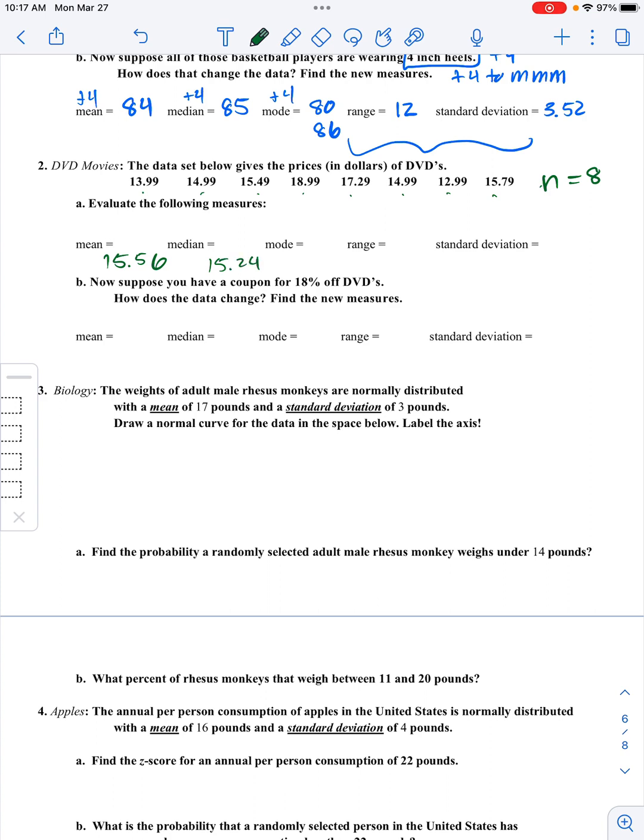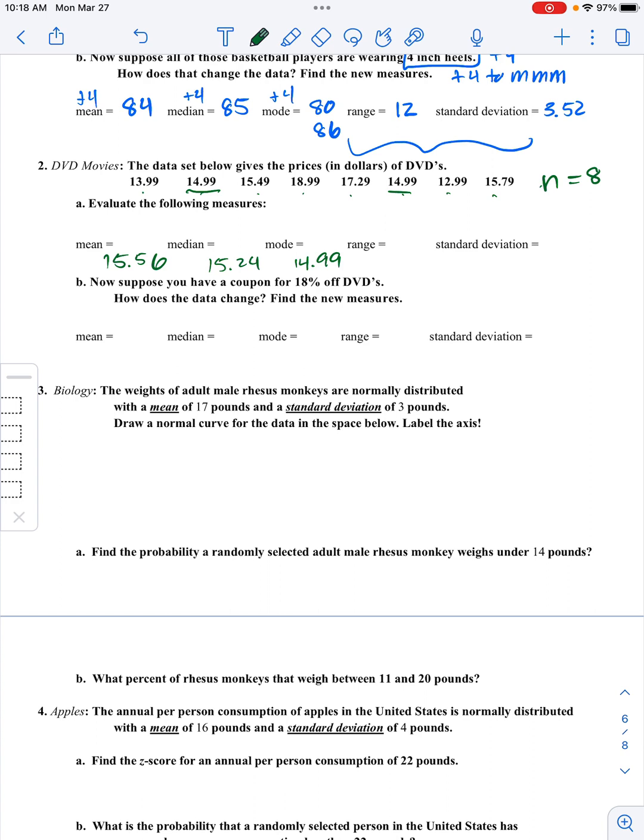My median is the 15.24. Because that one has to be an average. Since there's 8 numbers, once I have them in order, I do have 2 that are in the middle and I have to find the average of those 2. The mode that occurs the most is the 1499. Sometimes you don't have any that repeat, you don't have a mode, but in this case, the 1499 is listed twice, so that makes it the mode because none of the others are listed twice.